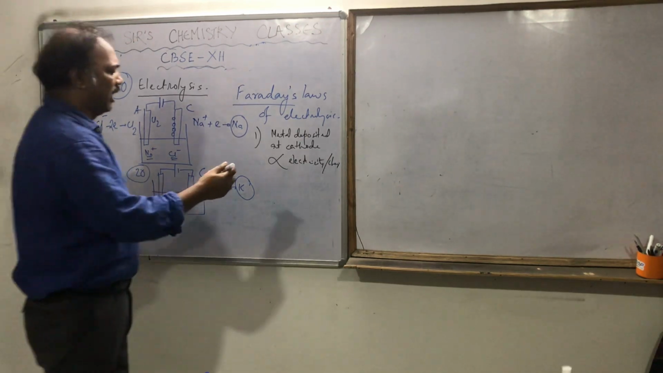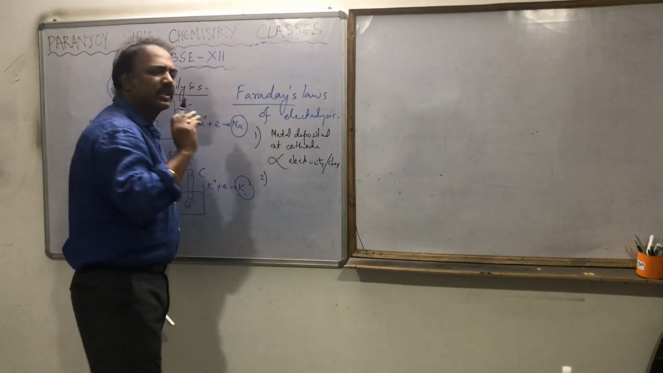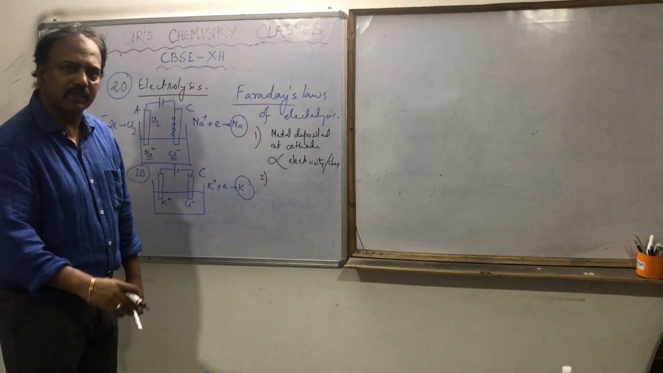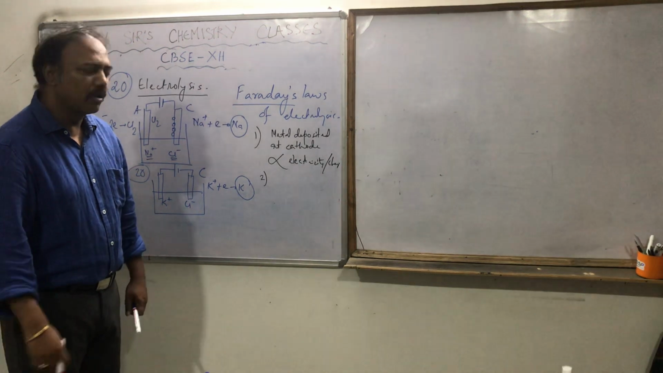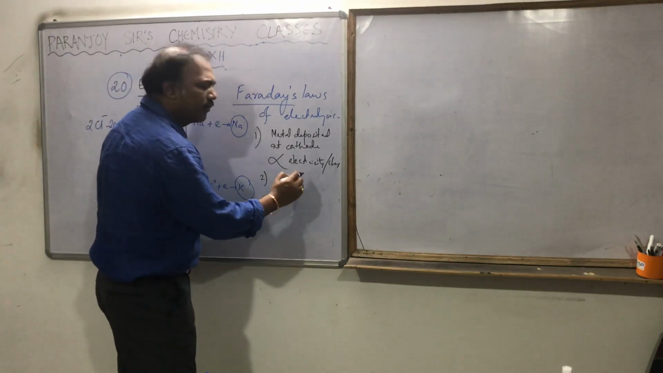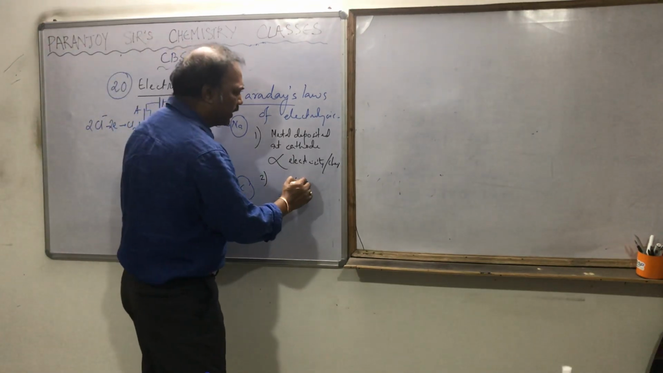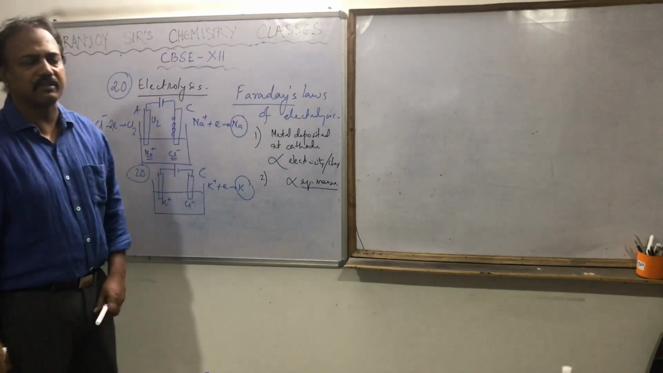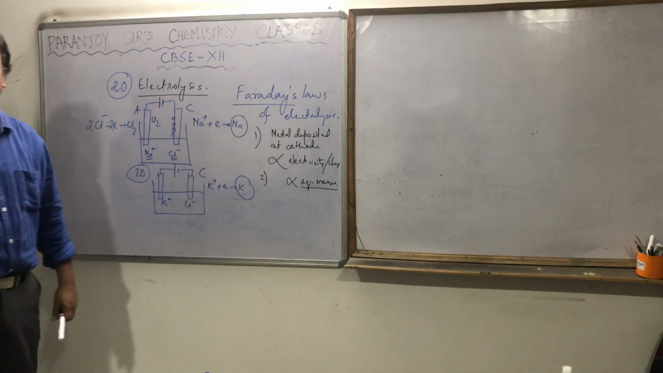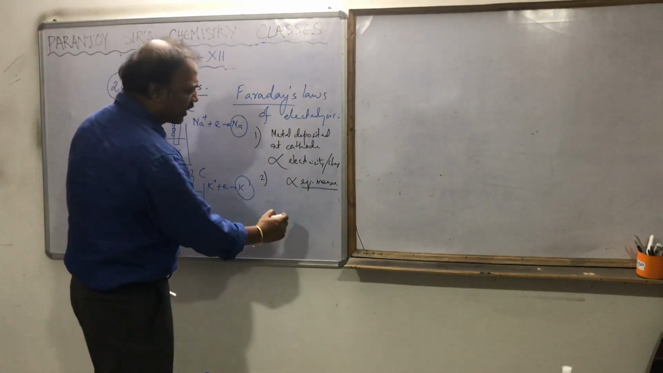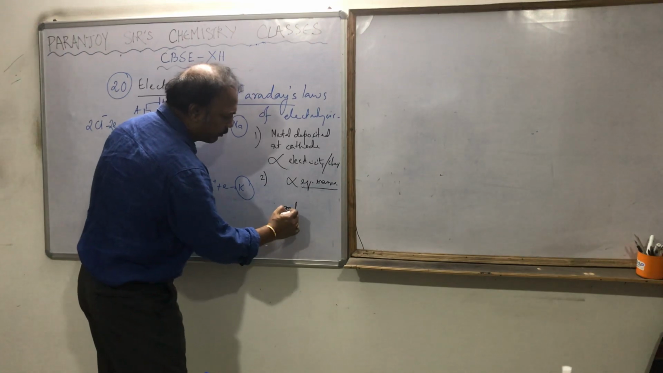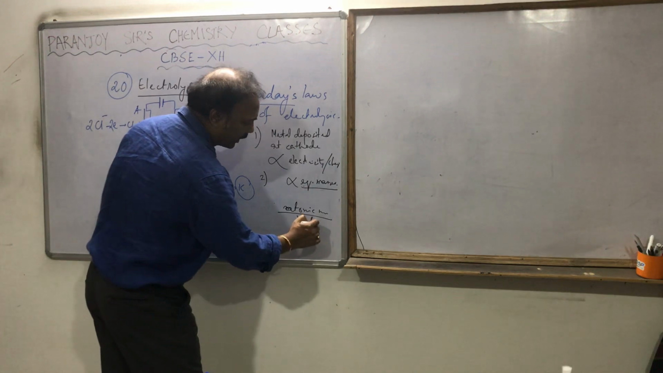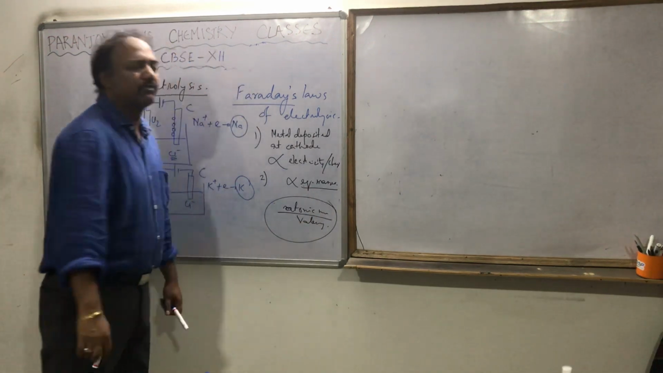When the amount of electricity or charge is the same, the metals deposited at the cathode will be proportional to their equivalent masses. We will understand that first to know the law. Now what is equivalent mass? It's nothing but the atomic mass divided by valency. That is equivalent mass.